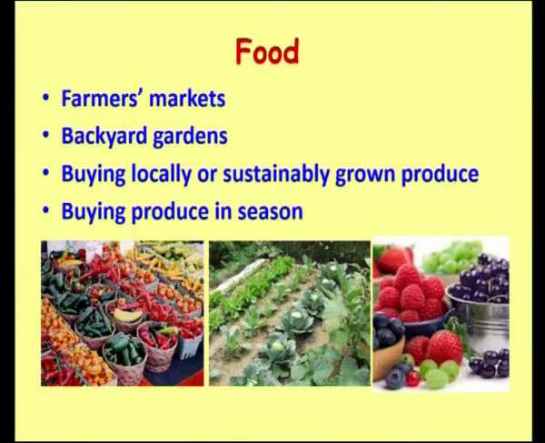And so, the outdoor space and food: the farmers market. That means the farmers have to come directly and sell their produce. The backyard gardens, that means the kitchen garden etc. Buying locally or sustainably grown produce: instead of buying from somewhere else, if you purchase the local product, then that is somewhat good for sustainability. And buying produce in season, that means whichever is available in a particular season, that we have to purchase, and that is about the food.